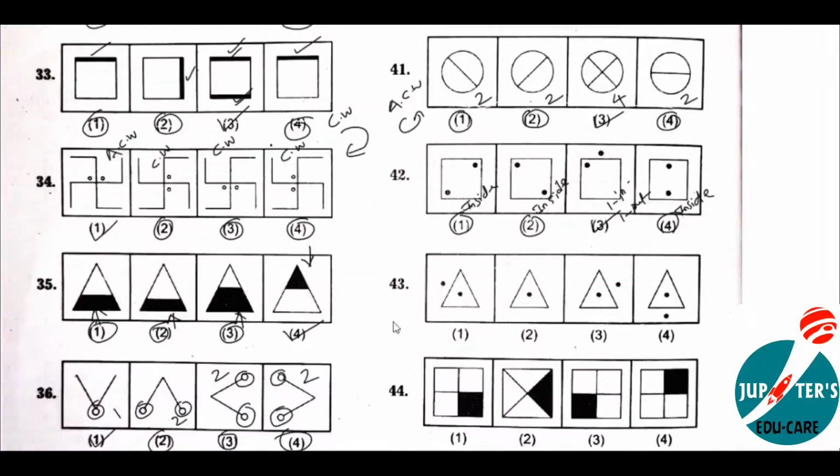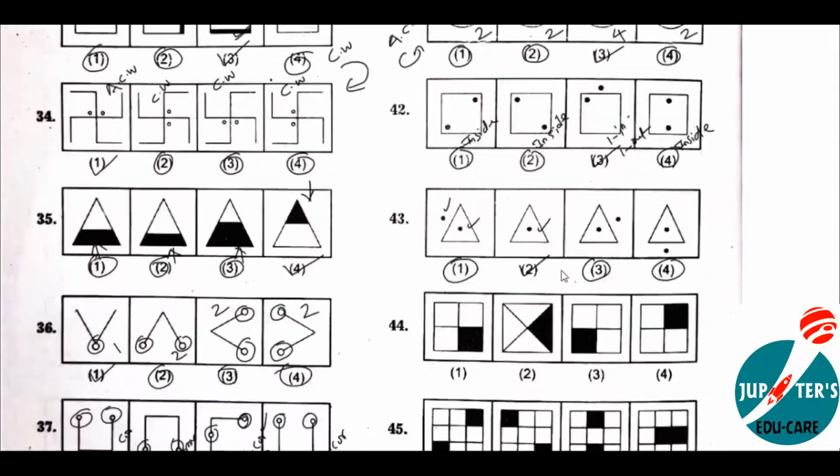Next, question number 43, first option. In this first option, one circle inside, one circle outside, which means one shaded dot inside, one shaded dot outside. In option 2, only one shaded dot we have. In option 3, two shaded dots, that is one inside, one outside. In option 4, one inside, one outside. So in option 1, option 3, option 4, we are having one shaded dot inside, one outside. But in case of option 2, we have only one shaded dot, that is inside. So option 2 is our answer.